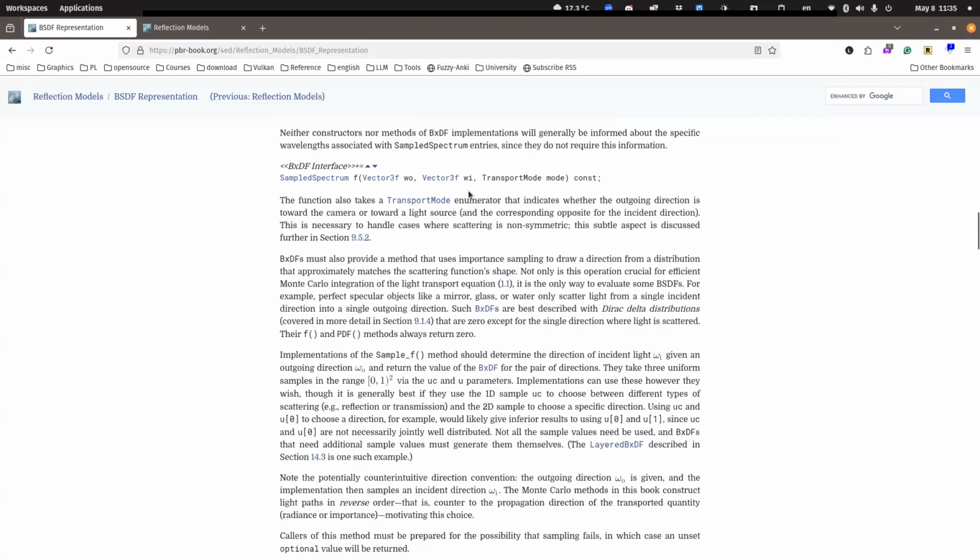It also takes a transport mode enum that indicates whether the outgoing direction is toward the camera or toward the light source. It is necessary to handle cases where scattering is non-symmetric. We will discuss this further in 9.5.2.